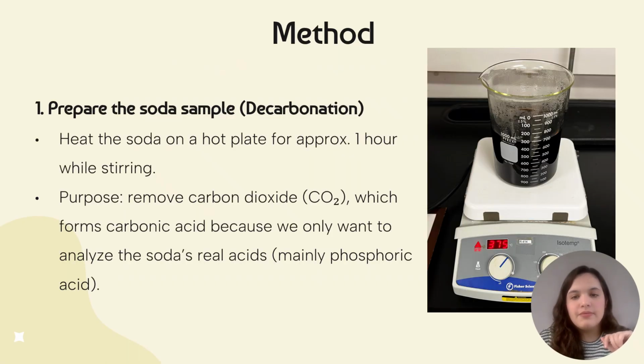So let's describe the method. The first step is to prepare the soda sample, which is the decarbonation that I talked about earlier. To do that, we heat the soda on a hot plate for approximately 1 hour while stirring. And what is the purpose of doing that? The purpose is to remove all the carbon dioxide, which forms the carbonic acid that I talked about earlier, because we only want to analyze the soda's real acid, that in this case is the phosphoric acid.